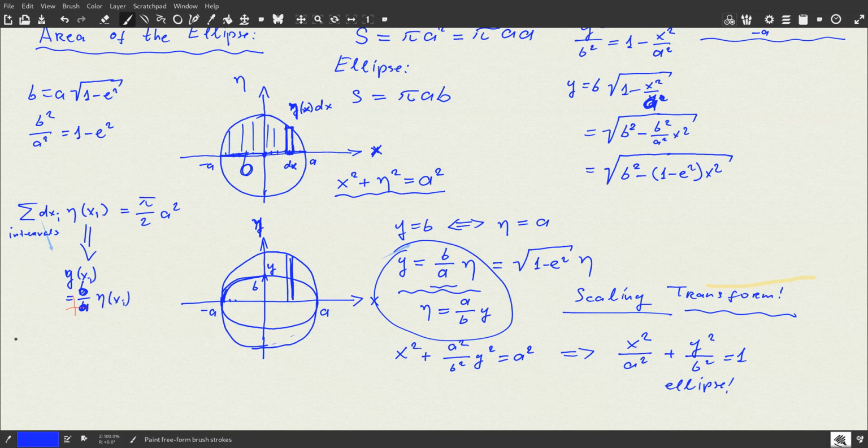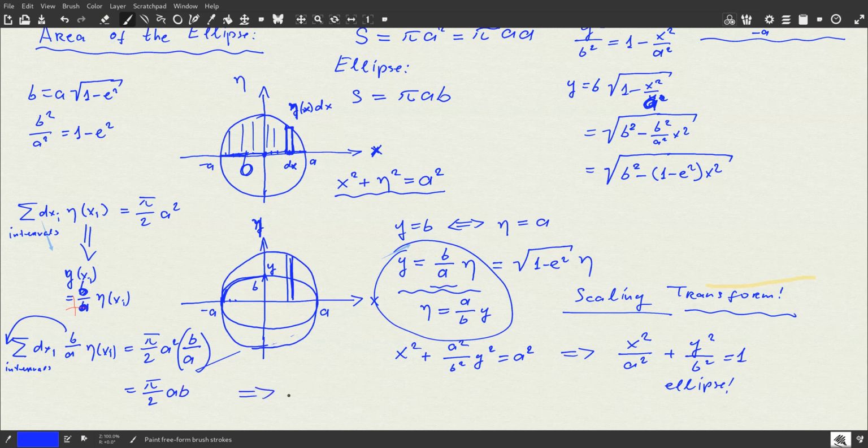Therefore, the sum over same intervals dxi, but now b over a eta of xi, factoring out b over a, would be equal to pi over 2 a squared times the scaling coefficient in the vertical direction b over a. And therefore, we get pi over 2 ab, from which it follows immediately that the area of the ellipse is indeed pi ab. Okay? Is this more or less clear? Yes or no? Yes, yes. Yes, more or less. Okay.